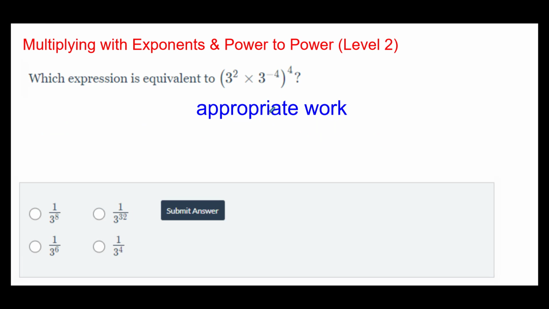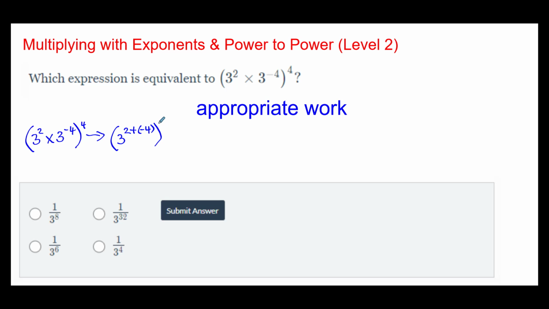I would suggest you pause the video at this point, try and solve this on your own, and then see what my explanation is. So again, appropriate work includes writing the original problem. So 3 to the power of 2 in parentheses times 3 to the power of negative 4 inside the parentheses, with the power of 4 on the outside. As I did in the last one, I'm going to work inside out. So I'm going to put 3 to the power of 2 times 3 to the power of negative 4. Same base, we add the exponents. So I'm going to write 3 to the power of 2, add, in this case, a negative 4.